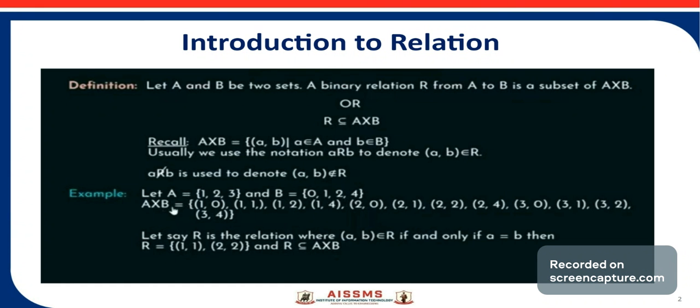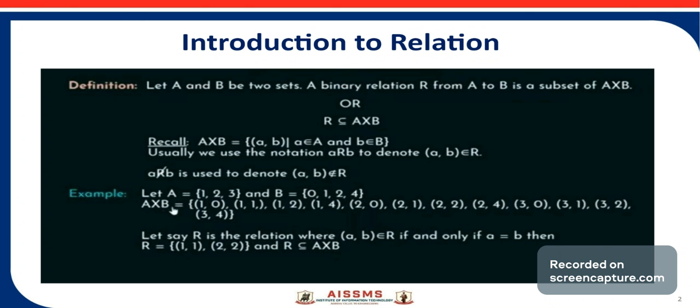Now, we have already studied what is A cross B. It is nothing but the Cartesian product of sets A and B. So, A cross B is equal to (a, b) such that a belongs to A and b belongs to set B. Now, here, usually we use the notation a R b to denote (a, b) belongs to R. That means (a, b) are the elements from the relation set.